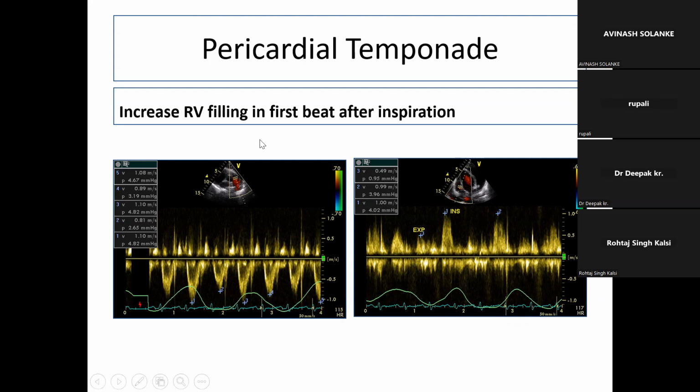Then, increase RV filling first bit of inspiration. Let's look at this particular phenomenon. Let's look at the respiratory variations both in RV and LV.